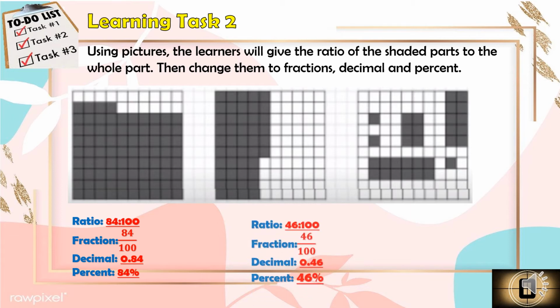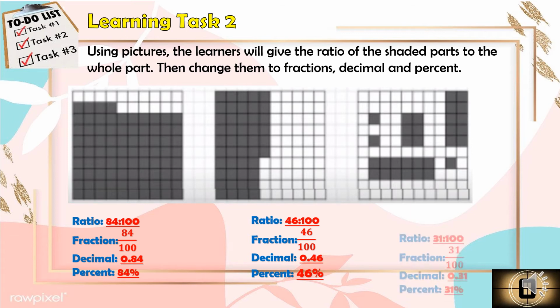Okay, and for the second figure, we have the ratio as 46 is to 100. And then for the fraction, that is 46 hundredths. And for decimal, that is also 46 hundredths or 0.46. And then for the percent, we have 46%. And for the last figure, we have the ratio as 31 is to 100. And for the fraction, that is 31 over 100 or 31 hundredths. And for the decimal, that is also 31 hundredths. And then for the percent, that is 31%.